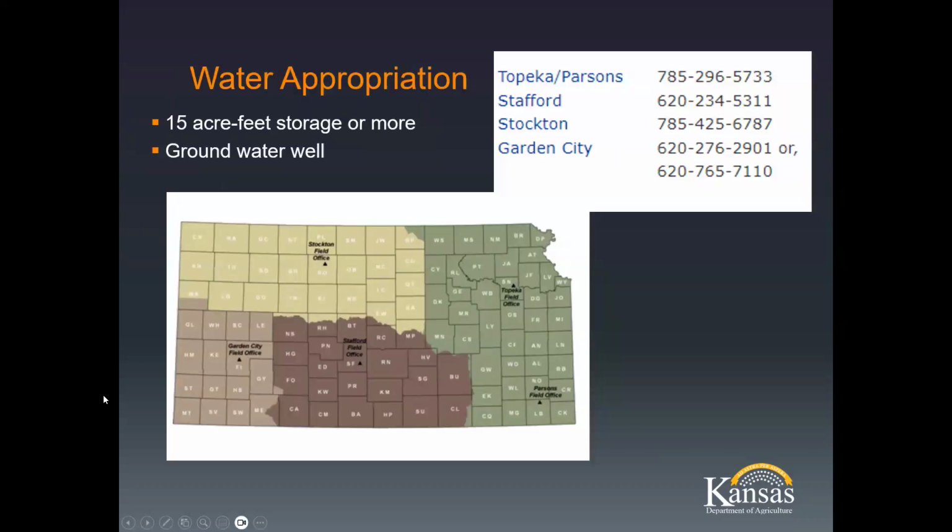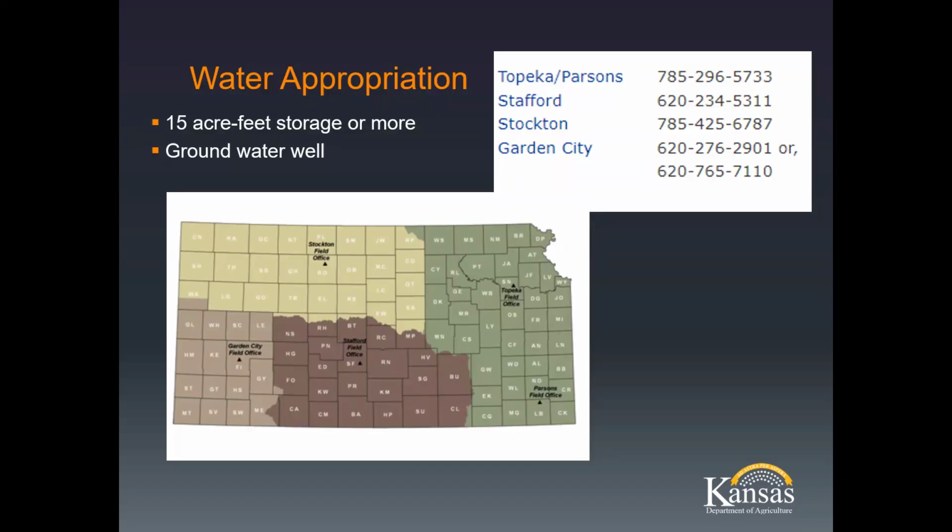The second thing you need to be aware of when it comes to dams is that the water impounded behind it, for the state of Kansas, requires a water appropriations permit. Kansas is one of the most specific when it comes to water appropriations. Anything that has 15 acre feet of storage, so you're holding 15 acre feet of water or more behind the impoundment, or you're going to supplement it with a groundwater well or a stream pump, you're going to need a permit to do that.